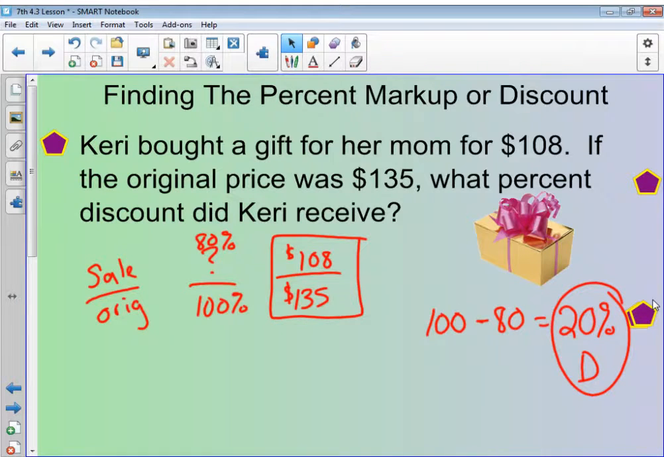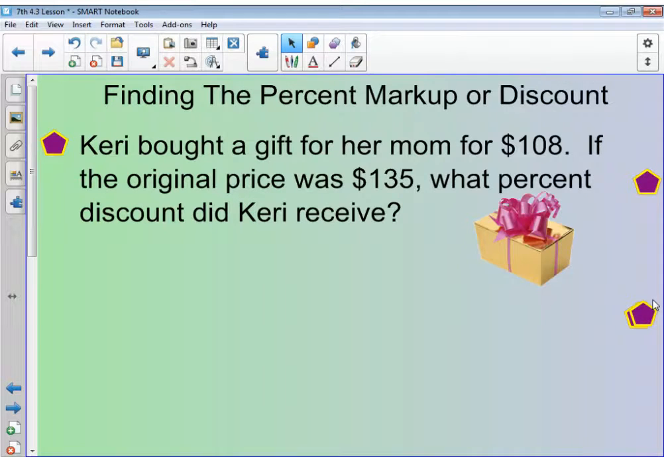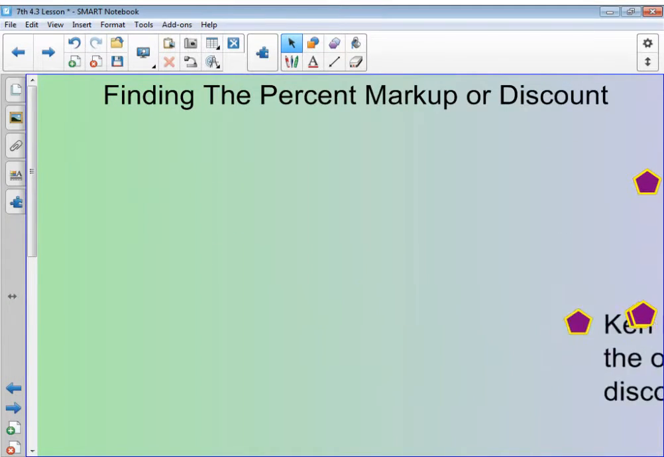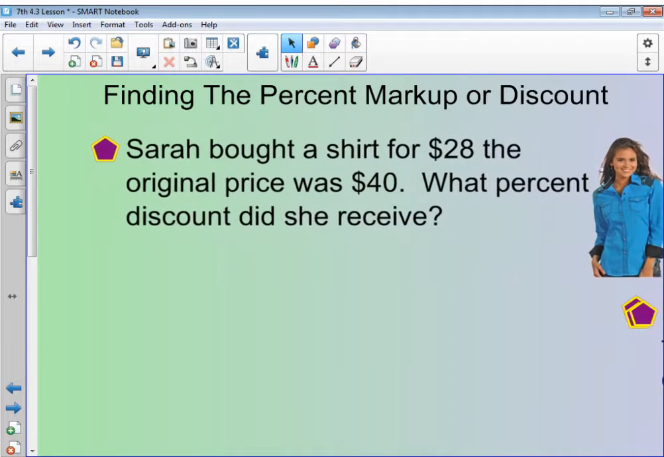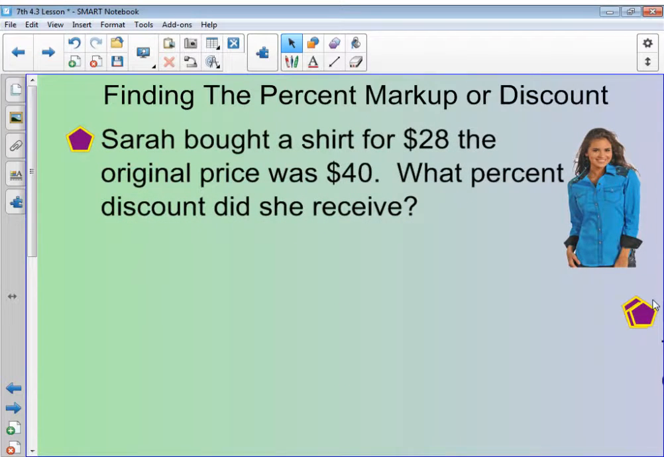Okay, so I'm going to give you guys one to try on your own, and then we'll go ahead and try a couple that are working with a markup, just so you can understand it's still the same process. Sarah bought a shirt for $28. The original price was $40. What percent discount did she receive? So go ahead, pause your video, and work your way through this one.